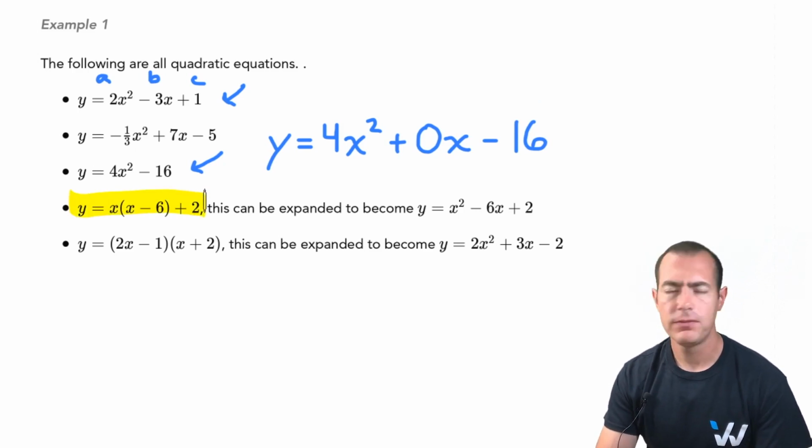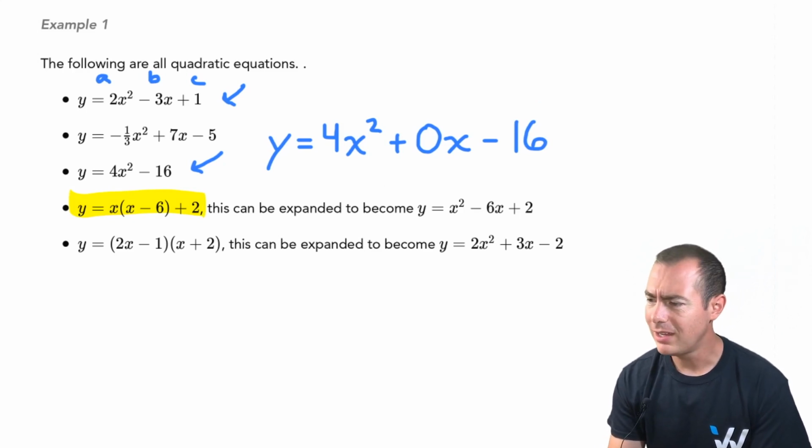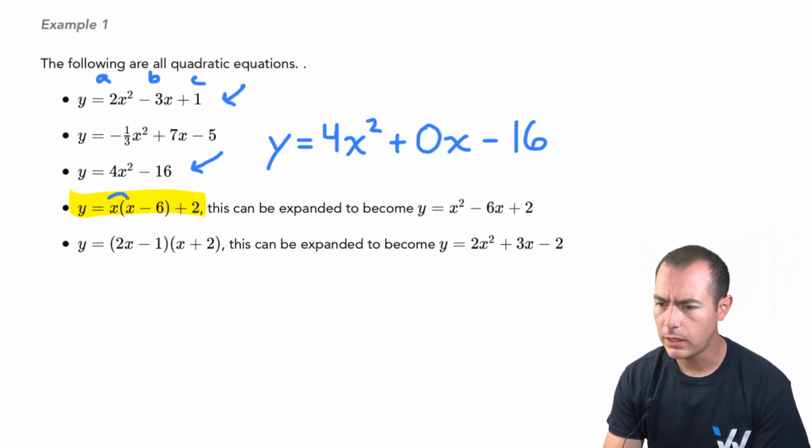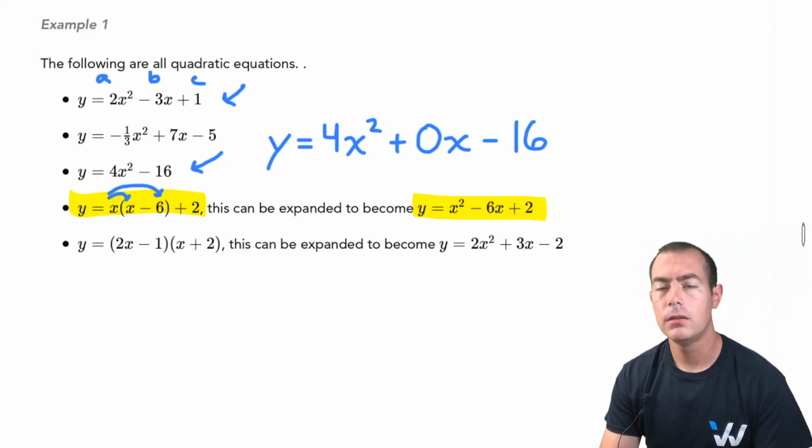So here, it definitely does not look like that quadratic form. But you know what? We can get it in that form. All we really need to do is take this x and start distributing it through that set of parentheses. In doing so, now it turns into this equation over here. y equals x squared minus 6x plus 2, and that is in the proper standard form.